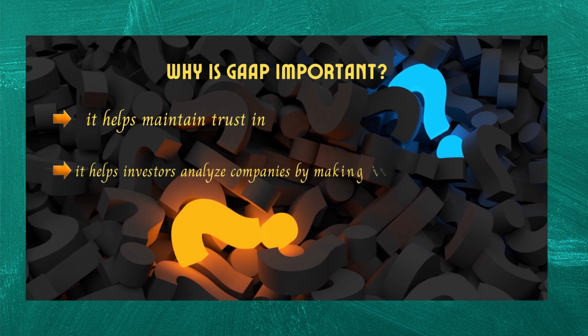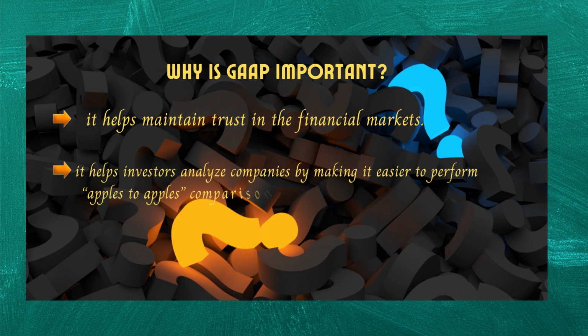Now, why is GAAP important? GAAP is important because it helps maintain trust in the financial markets. If not for GAAP, investors would be more reluctant to trust the information presented to them by companies because they would have less confidence in its integrity. Without the trust, we might see fewer transactions, potentially leading to higher transaction costs and a less robust economy. GAAP also helps investors analyze companies by making it easier to perform an apples to apples comparison between one company and another.